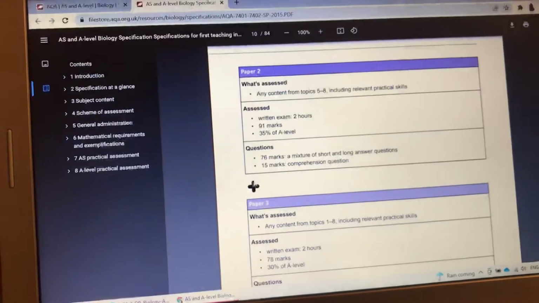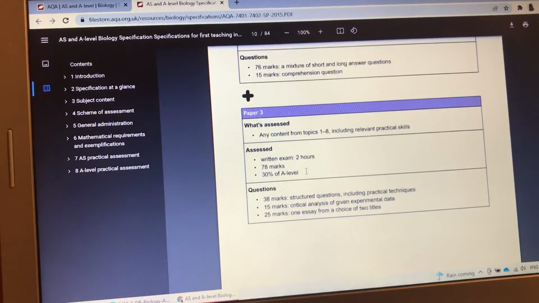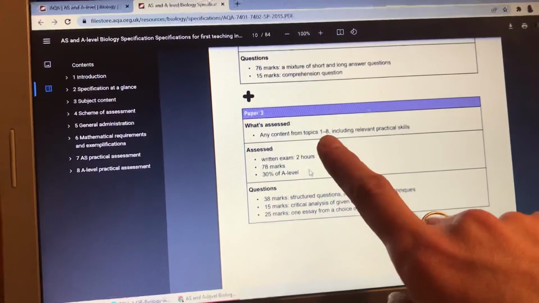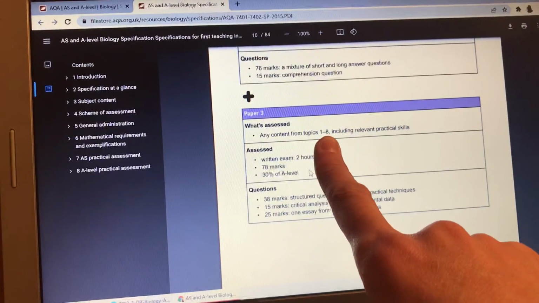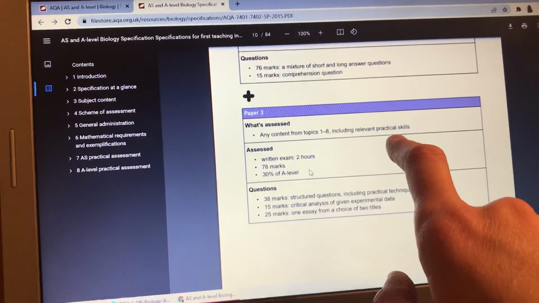And then paper 3. So this is the trickier paper. This can have anything from topics 1 to 8. So anything from the year 1 or the year 2 textbook, plus all of the practicals in there.